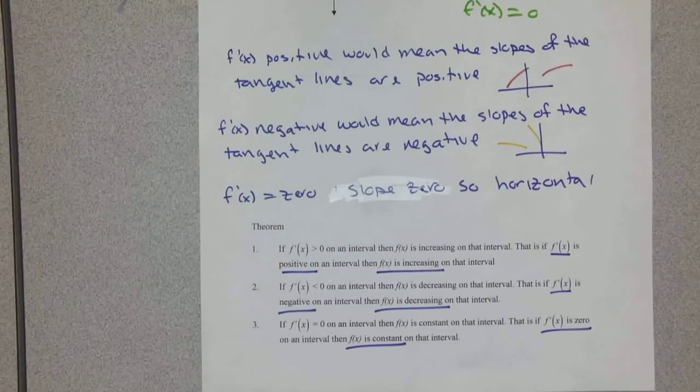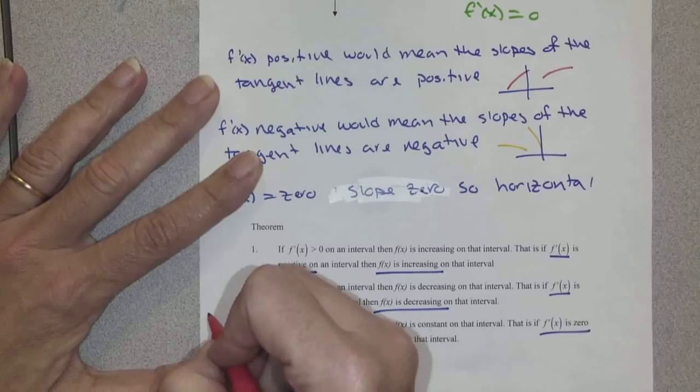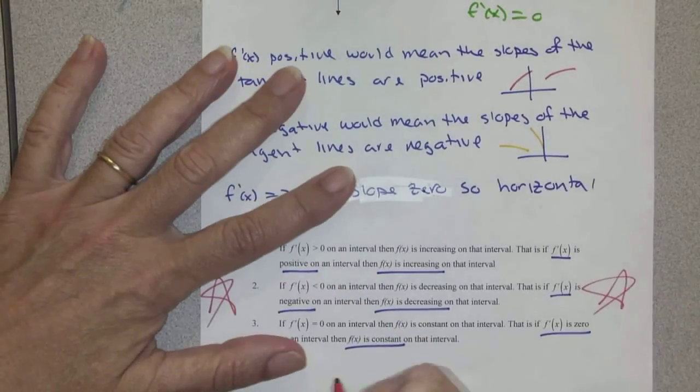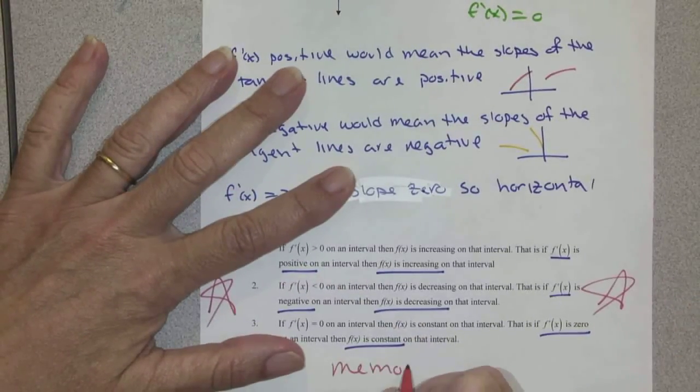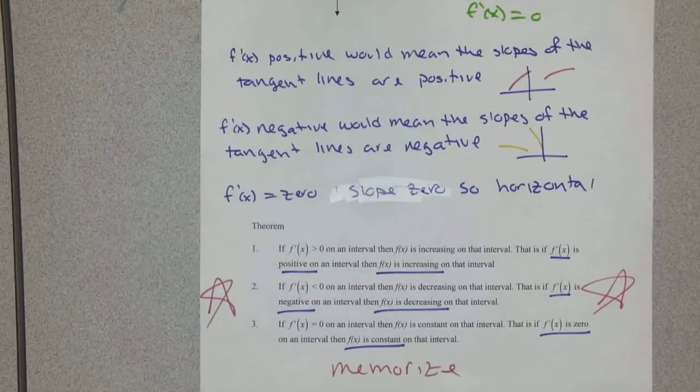So what we're doing here, or what we will be doing, is using the derivative to find out about the original function. If the derivative is positive, the function is increasing. If the derivative is negative, the function is decreasing. And if the derivative is 0, the function is constant. You need to know these facts. These are important. Memorize. Okay, so we got that new little piece of information.